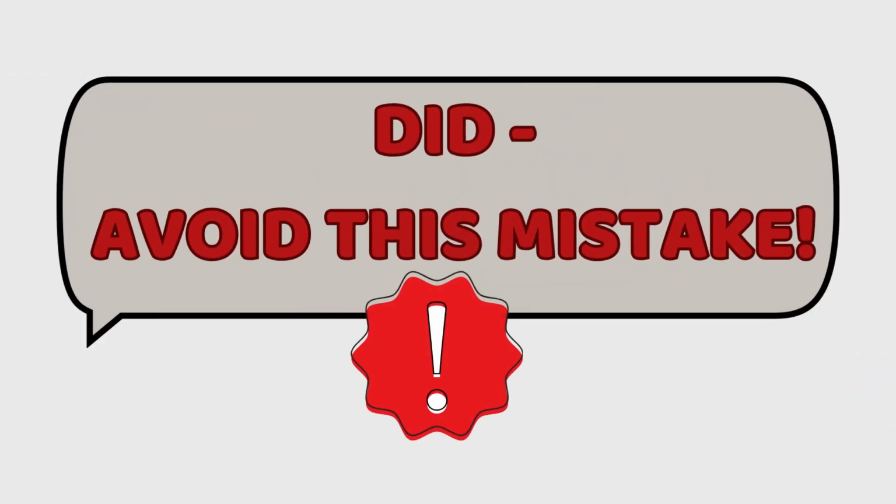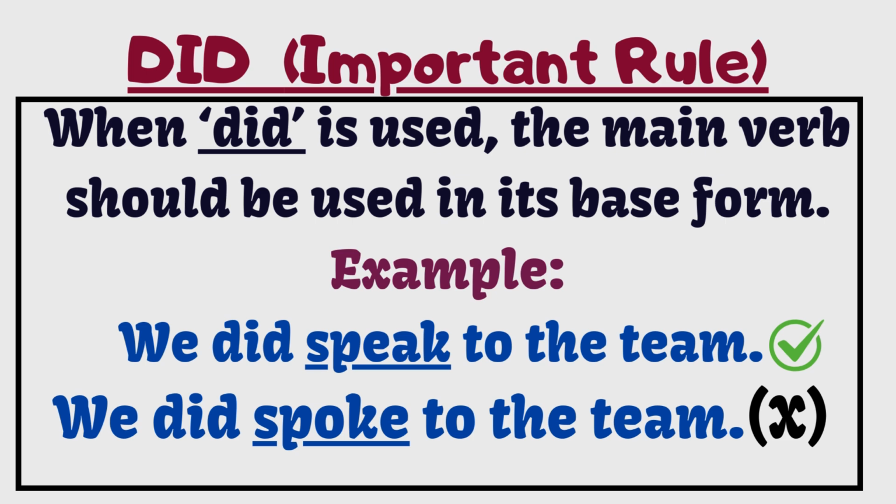An important rule to understand is when using did, we just use the base form of the main verb. So we should say, we did speak to the team and not, we did spoke to the team.